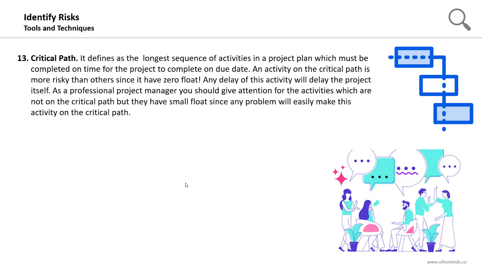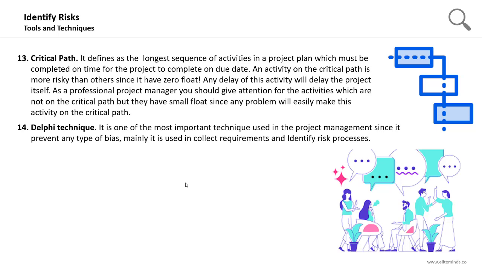So as a professional project manager, you should give attention to the activities that are on the critical path, or the activities that are not on the critical path but have a small float, since any problem on these activities will easily make them critical path activities.